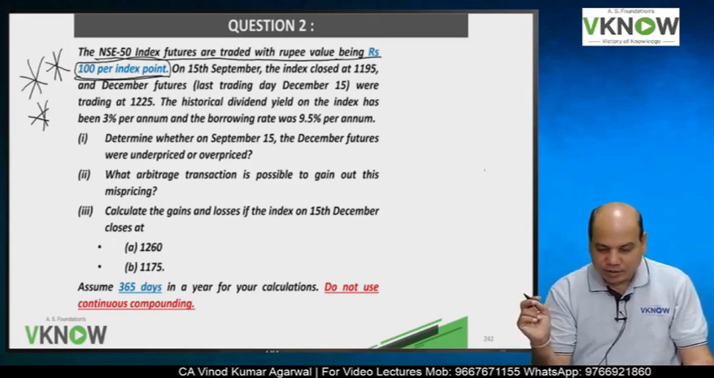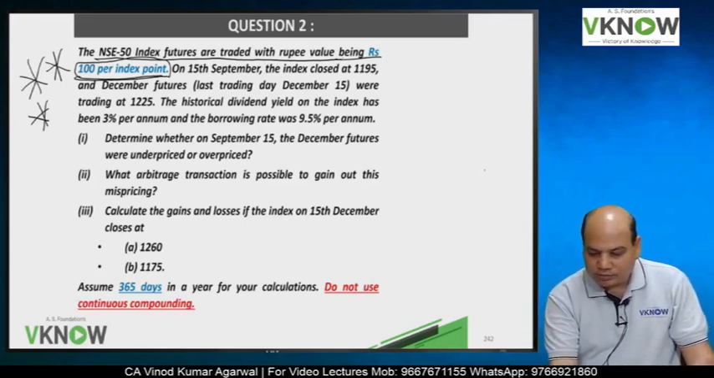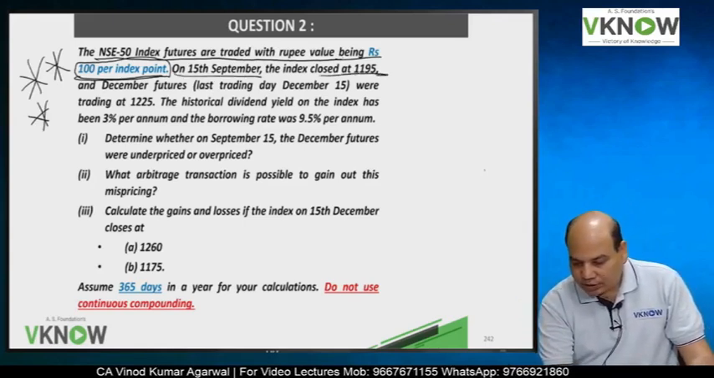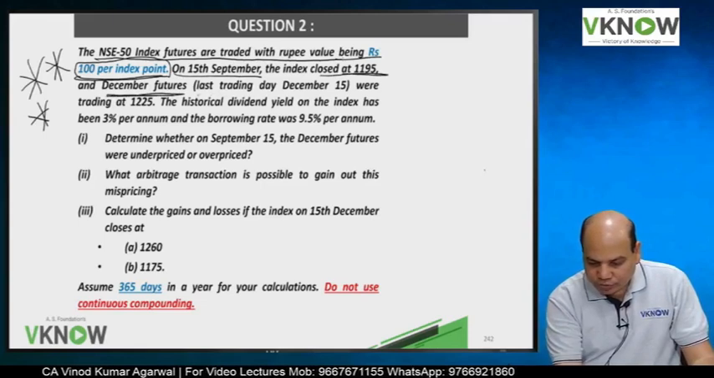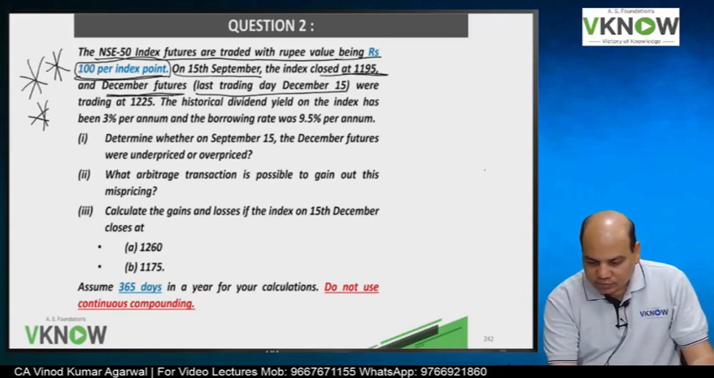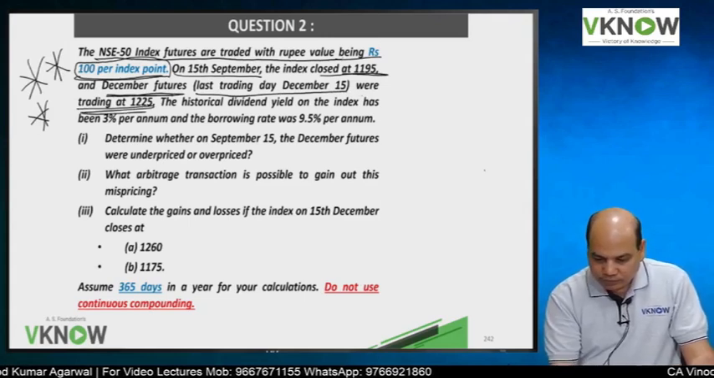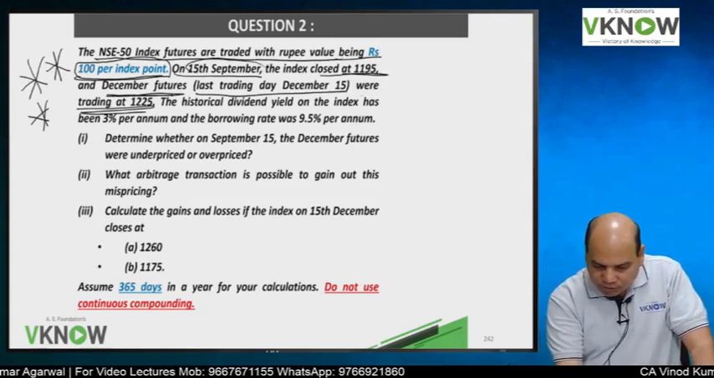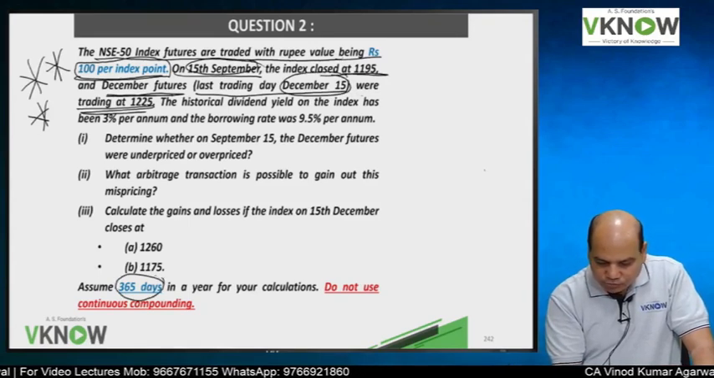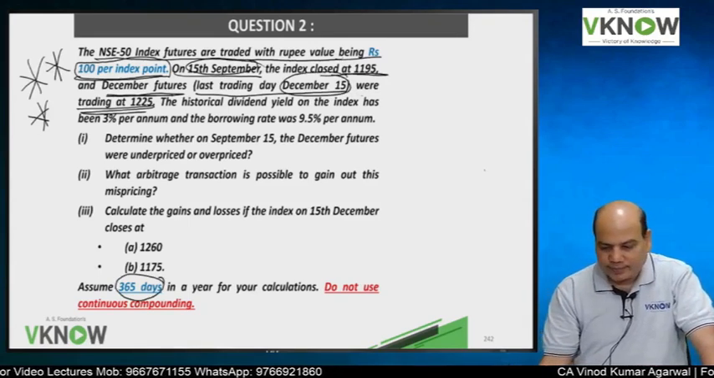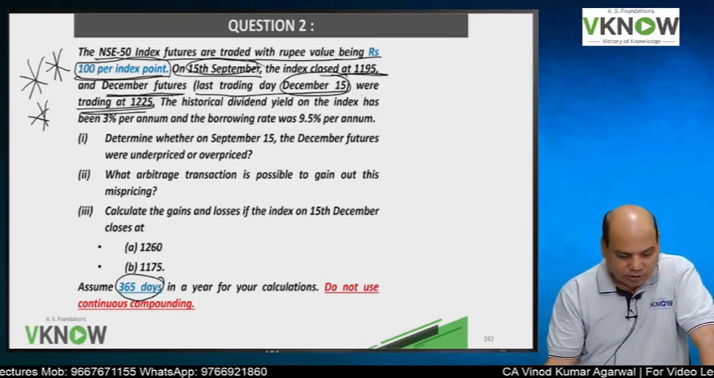On 15 September, the index closed at 1195 and the December future, which is the last trading day, December 15, was trading at 1225. So you tell me the number of days between 15 September to 15 December, because they have given you days calculation here. How many days are there between 15 September and 15 December?